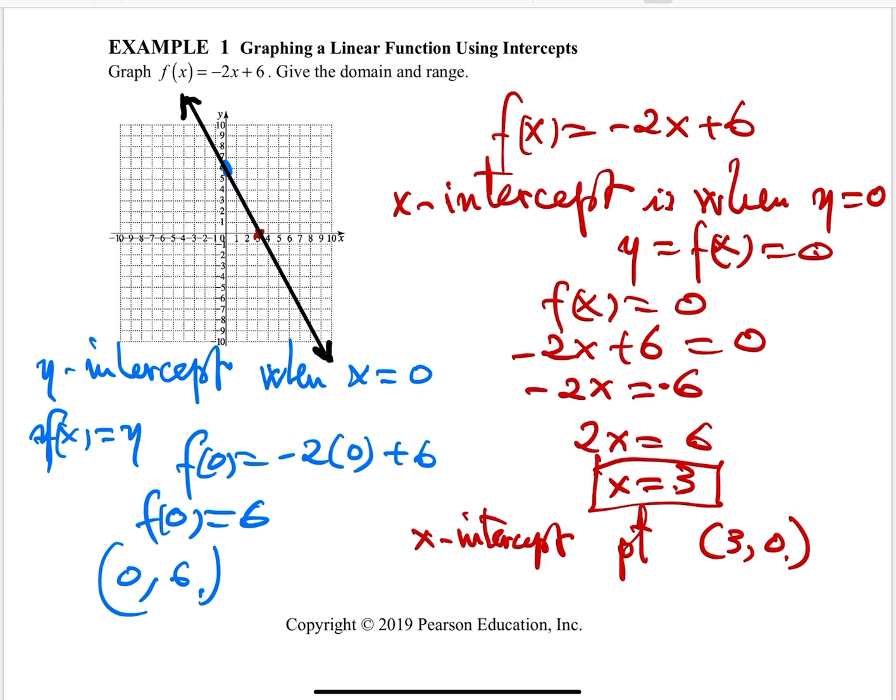Okay. Now they ask you to find the domain and the range. Domain and range. Let me erase here.